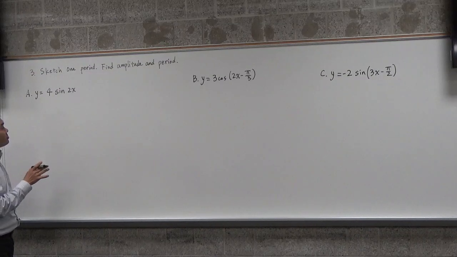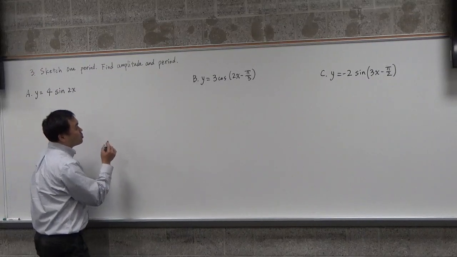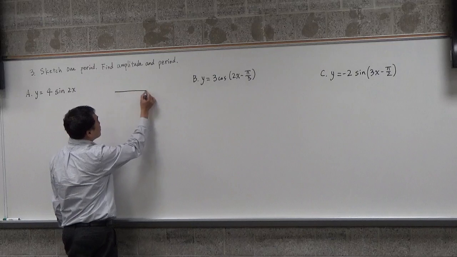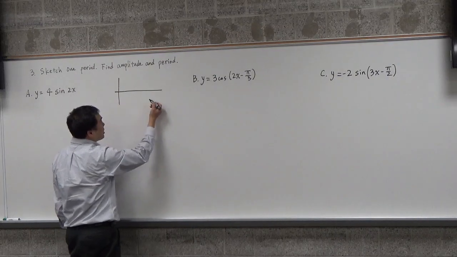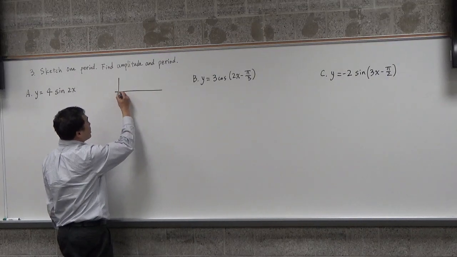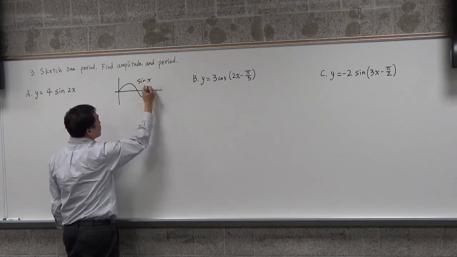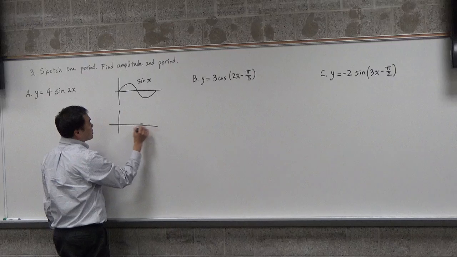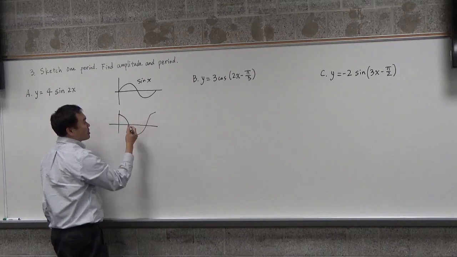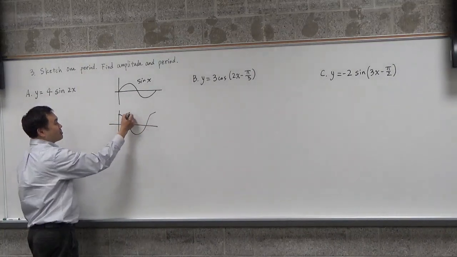Right, so for these graphing questions, you have to know the basic form of the sine curve and the cosine. Sine looks like this, right? It's the sine x. And cosine looks like this, sort of like Mickey Mouse.